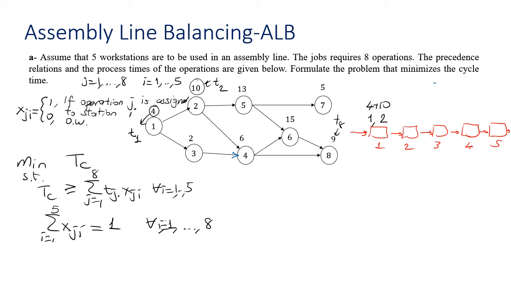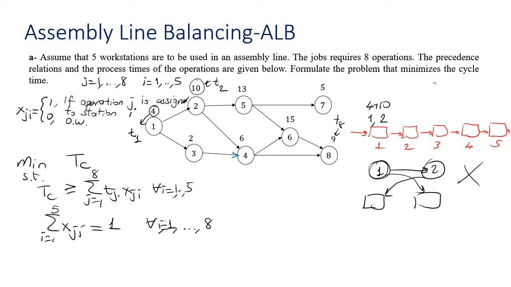And how do we write it? Again, think about the idea of precedence relationship. It says that if, let's say, task 1 precedes task 2, then task 2 cannot be assigned to an earlier workstation than task 1. This is not possible. The station that task 2 is assigned to must not be earlier than the station of task 1.